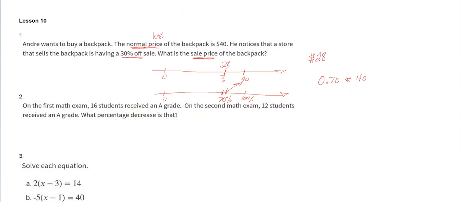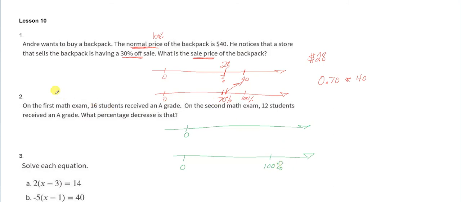Number 2, on the math exam, 16 students received an A grade. On the second math exam, 12 students received an A grade. What percentage decrease is that? Alright, so we got a percentage decrease of 2 known numbers, which a double number line can also help with for this. Alright, so let's start with our beginning original amount for decrease.